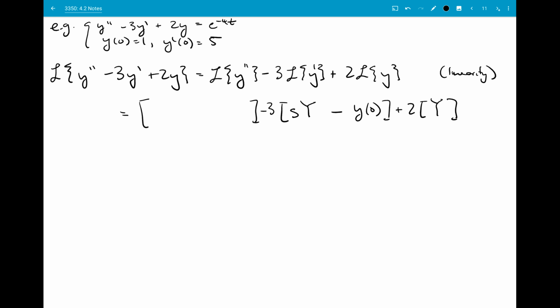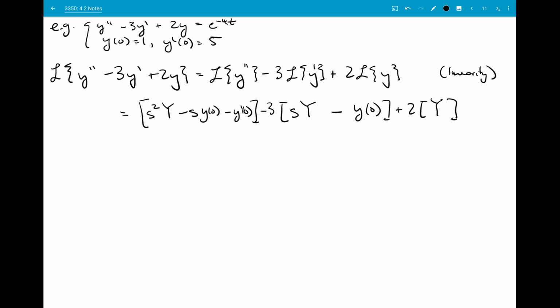For L of y double prime, that's a second order derivative, so it starts with s squared Y minus s times something minus something. Following the same pattern, it's s squared, the highest power, times Y, and then I just start filling in my initial conditions until I run out of space. And that time I used my second initial condition, y prime of 0, because I had to fill in the s and the 1 terms.